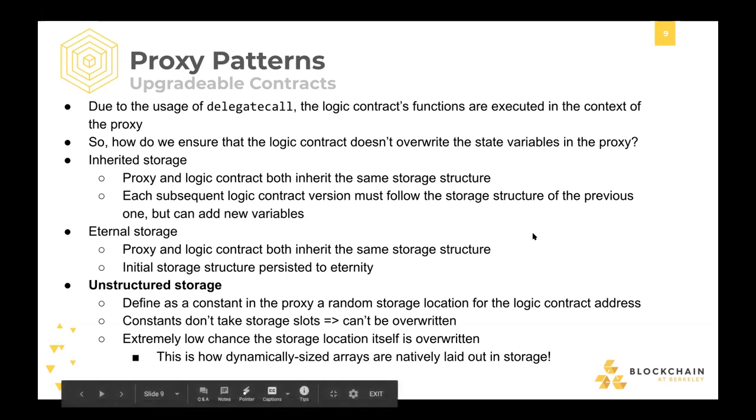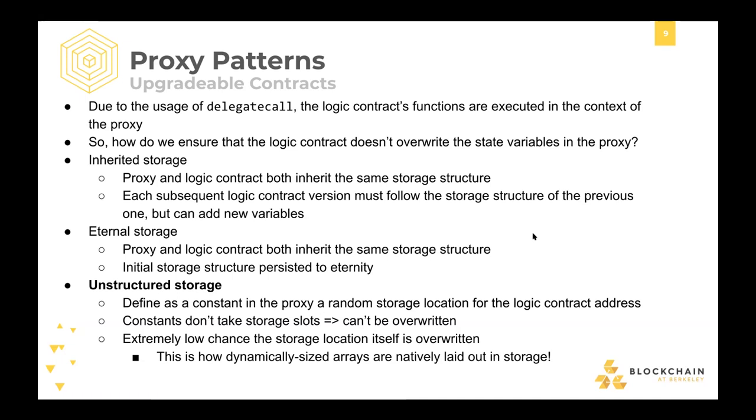And in fact, there's even a really low chance of that storage location itself being overwritten because it's a random location in the actually massive storage space that any Ethereum smart contract receives. When you have a smart contract in Ethereum, the possible storage locations that something can be saved at is sort of the total address space of the system.